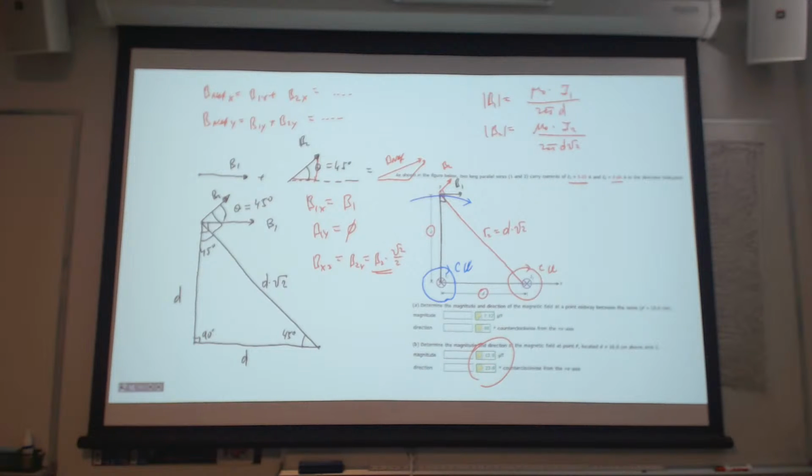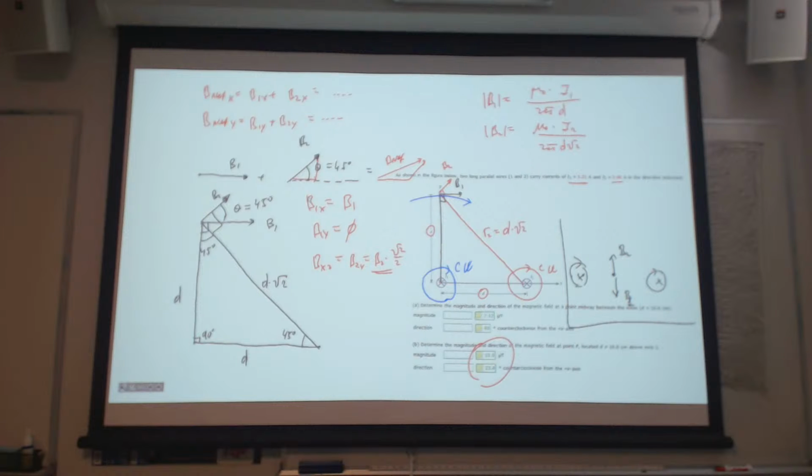Okay. I think that answers my question. I just want to check. So in the middle point, you would have B1 pointing down, clockwise, but B2 pointing up. So to calculate the net field, you would have to subtract these magnitudes, right? That's okay, just checking. Yeah, that's how I did that one.